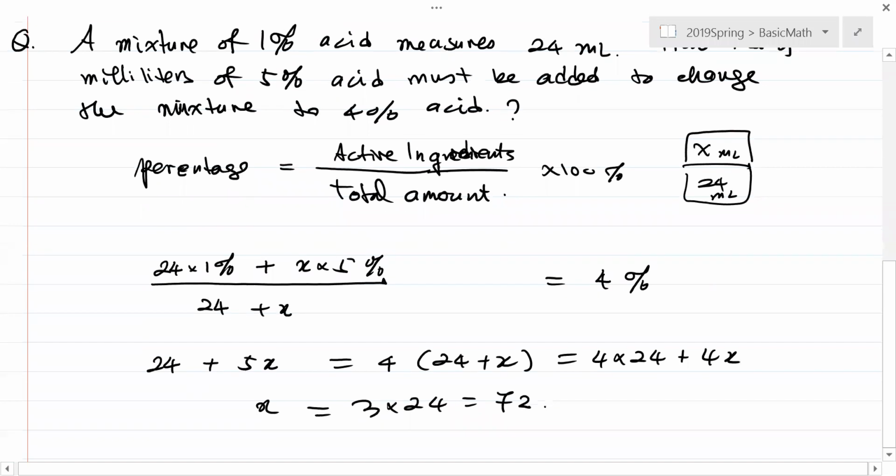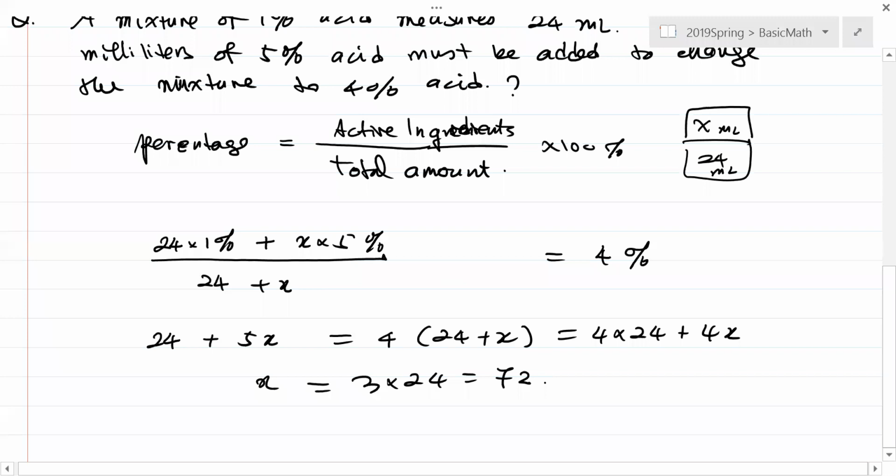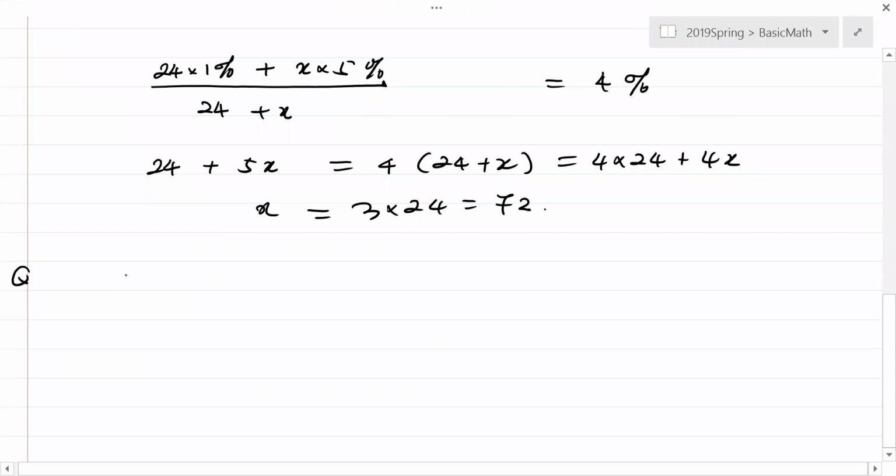So there are also two types of problems. Let me give you another. This is just adding a high concentration solution to increase the concentration of the original solution. Sometimes, for example, let me describe the problem.